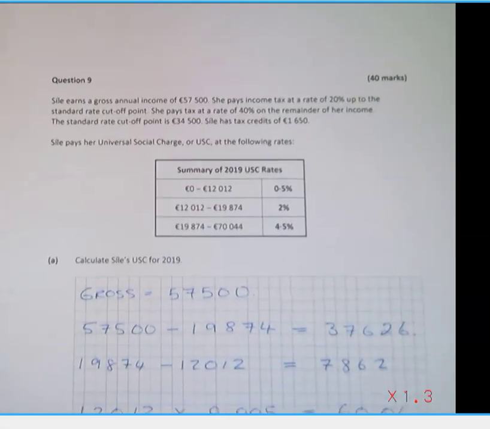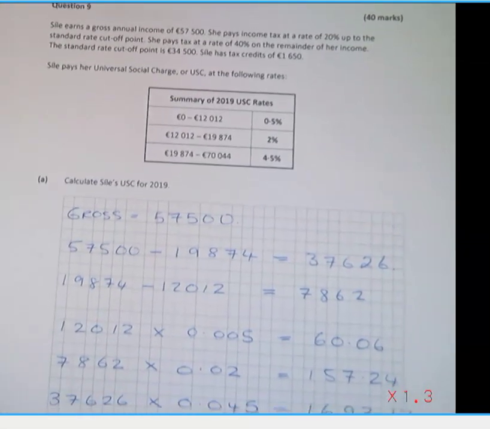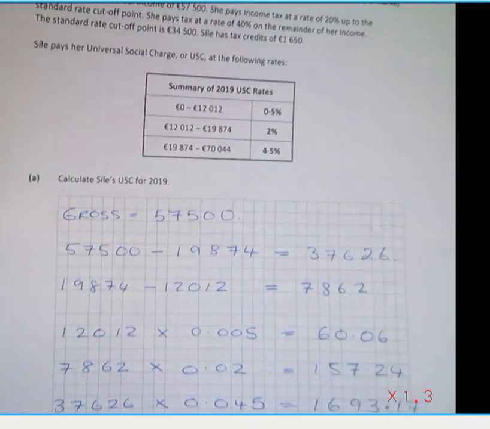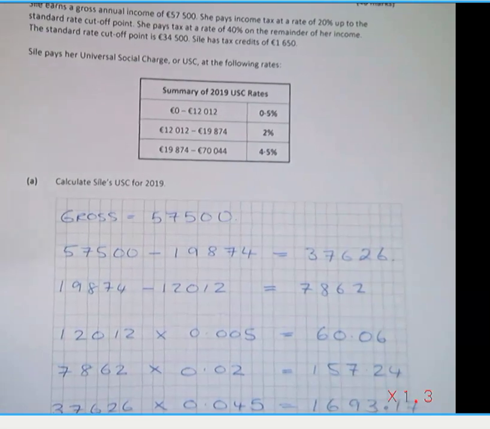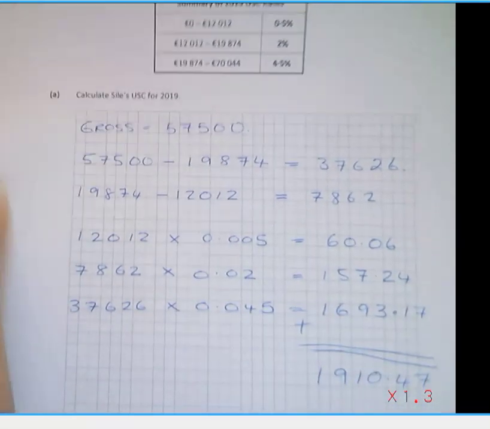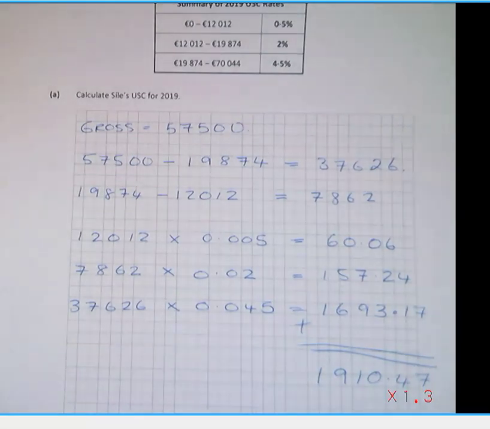Okay, question 9. Sheila earns a gross annual income of 57,500. She pays income tax at a rate of 20% up to the standard cutoff. She pays a rate of tax of 40% on the remainder. Calculate her USC, and there is a table for your USC. So Sheila's gross wage was 57,500.